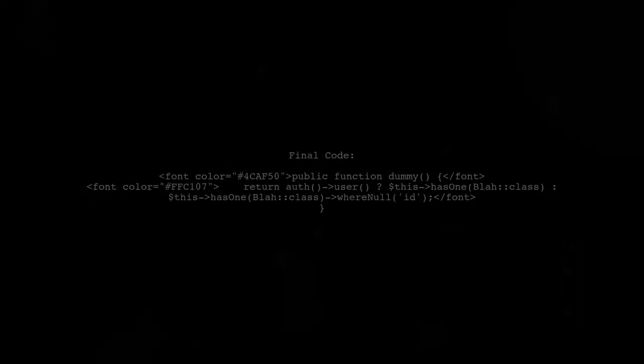Now, let's implement the empty relationship. Laravel provides a way to return an empty relationship using the hasOne method with a null value. Putting it all together, your final method will look like this. This ensures that if the user is not logged in, the relationship will return an empty result.